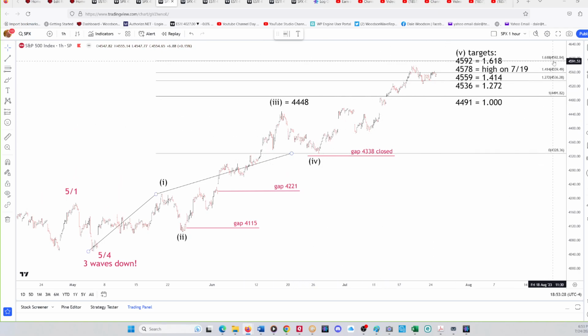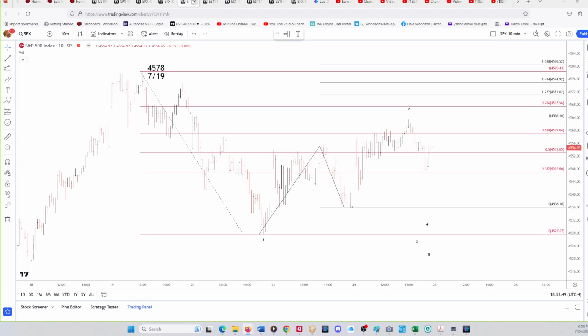Again, there's a chance for a higher high in the S&P cash. That's 45.92. The actual so far is 45.78. These gaps will get closed when this thing goes down in earnest in wave C.